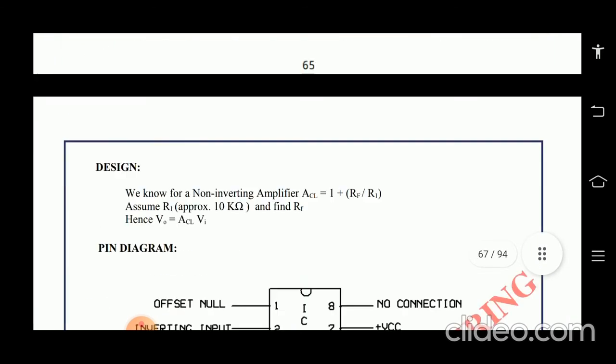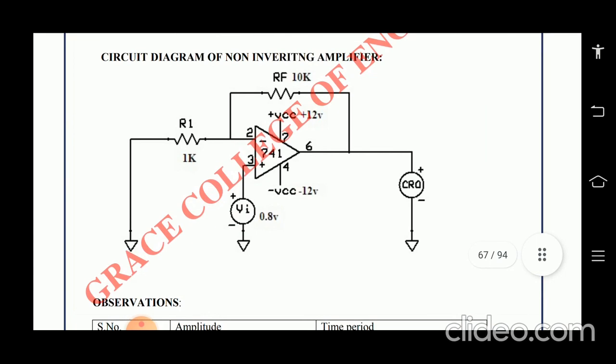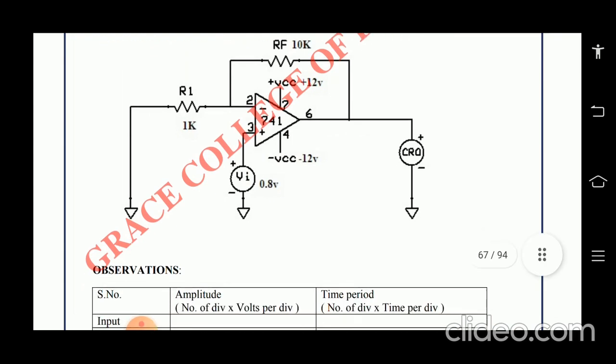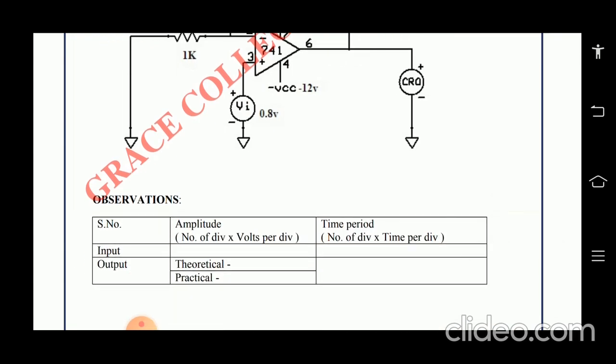So this is the circuit diagram of our non-inverting amplifier. For that we require a CRO, a source of input signal, a 741 IC and 2 resistors, that is 10 kilo ohm and 1 kilo ohm. So when you are getting the output in the CRO, we need to measure the amplitude and time period as a number of divisions into the quantity per division for our input and output waveform.